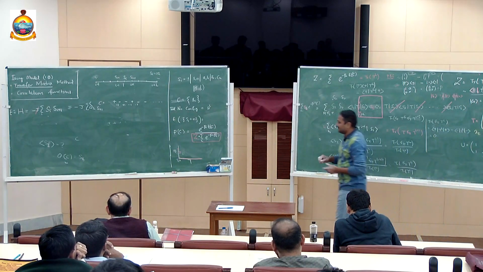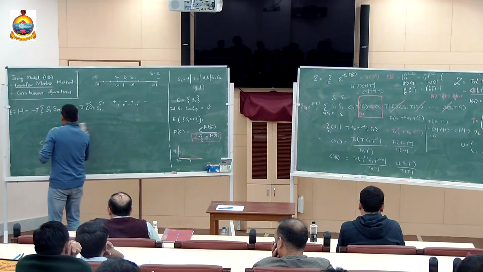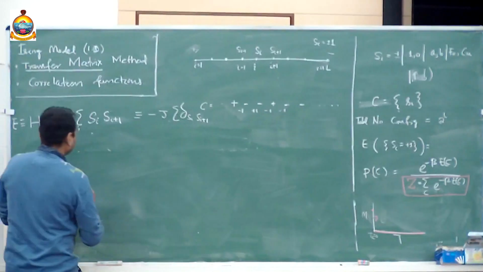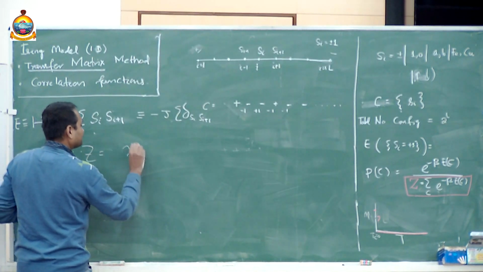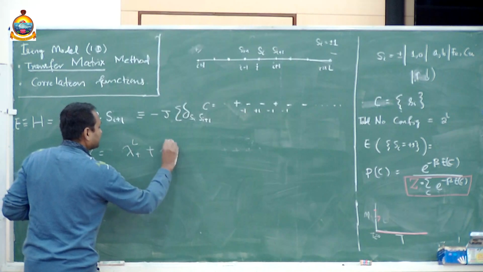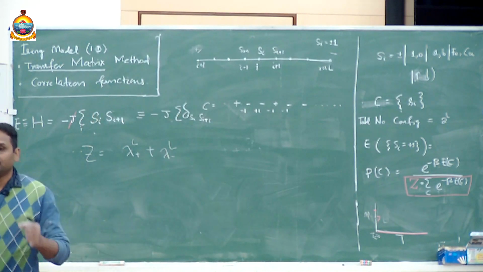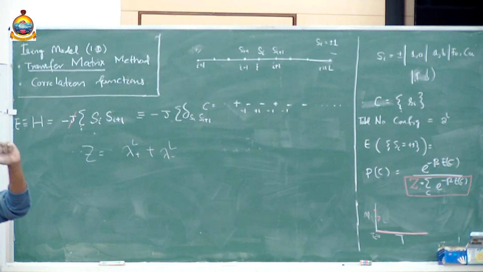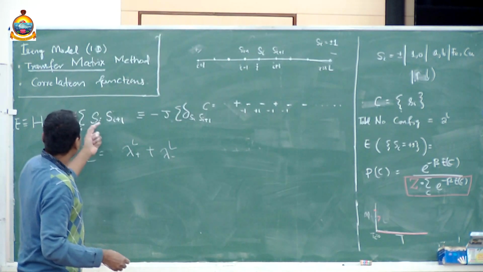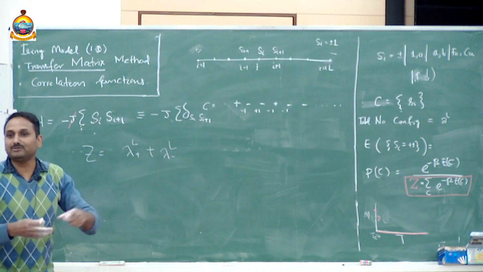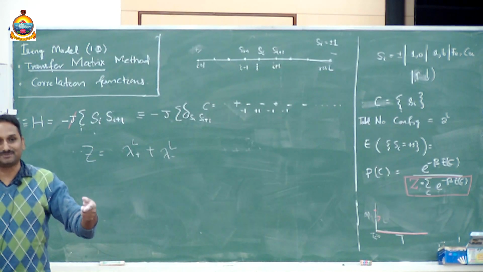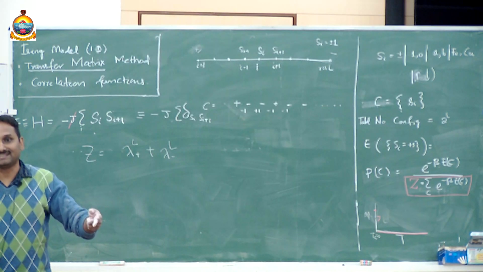Okay. So let me say one thing. In a periodic system, you have Z equal to lambda plus to the power L plus lambda minus to the power L. Why 2? Because the dimension of the matrix is 2. Now let us say suddenly in the same model I want to change this to 3 variables. Then you can write it as a transfer matrix of 3, right? A 3 by 3 transfer matrix.